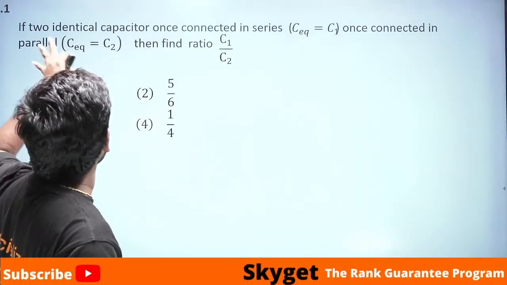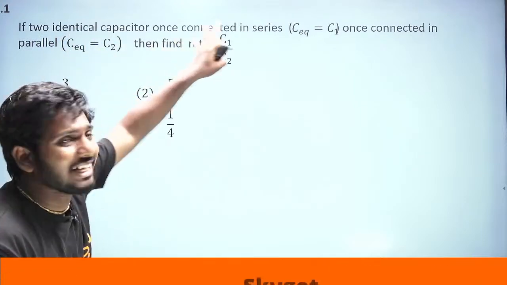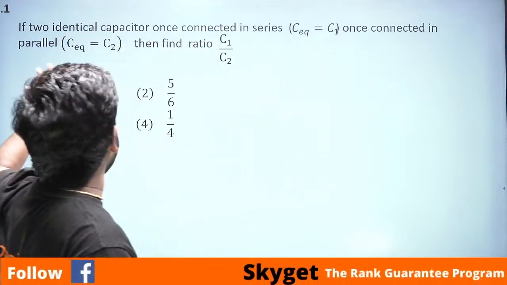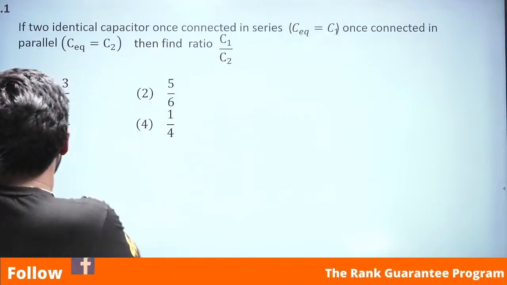So what is the first question? If two identical capacitors, once connected in series and once connected in parallel, then find the ratio of C1 by C2.